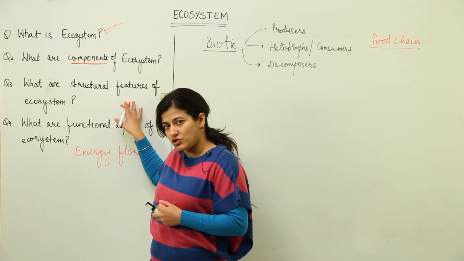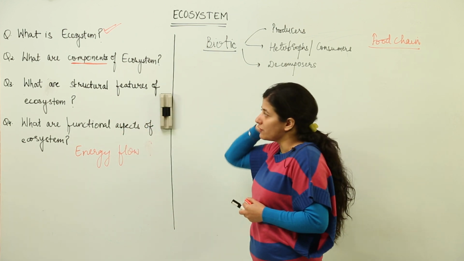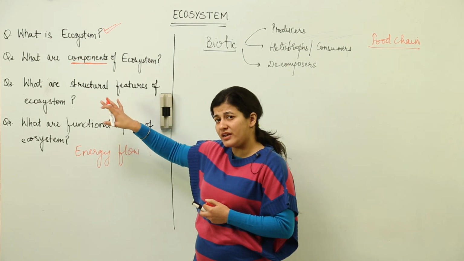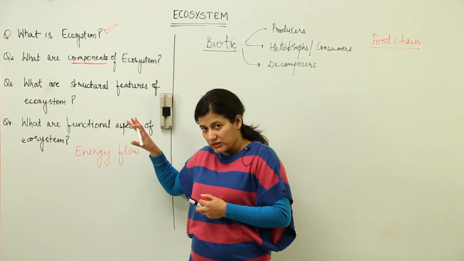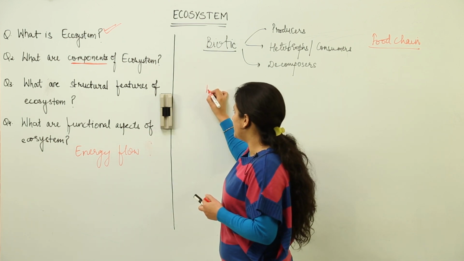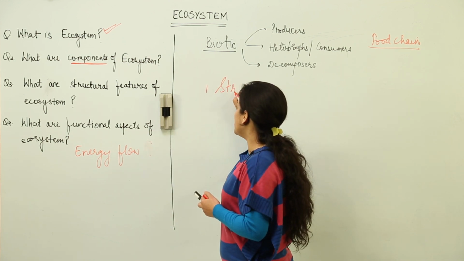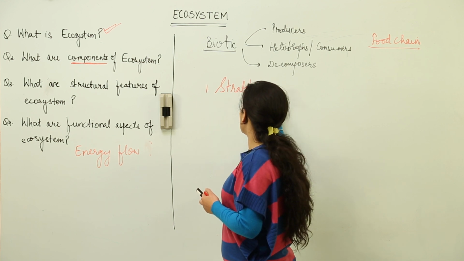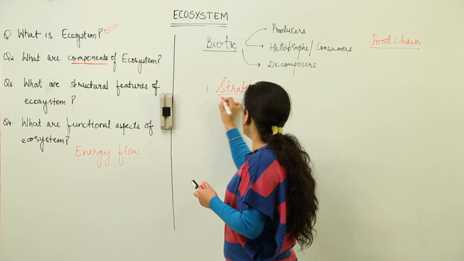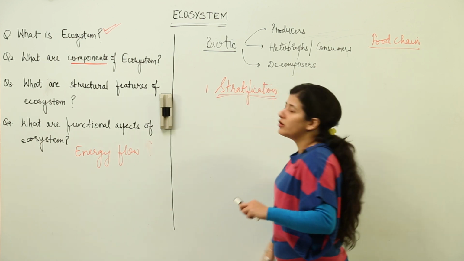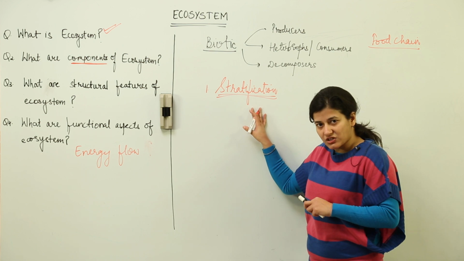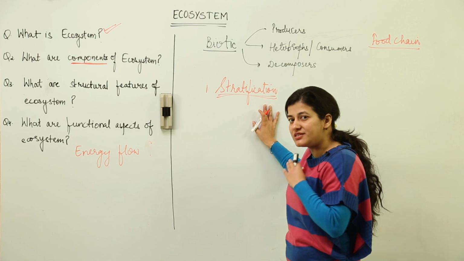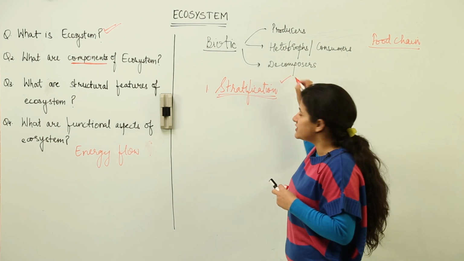What are the structural features of ecosystem? When I say that I am looking for structural features of ecosystem, I am talking about the various ways in which I can study the ecosystem. So first one, that the way in which I can deal with an ecosystem is stratification. Try to understand meaning of this structural feature from the English word that is stratification, that is layering sort of. Stratification basically means the layers. So when we study ecosystem, one way is that we study the layers.